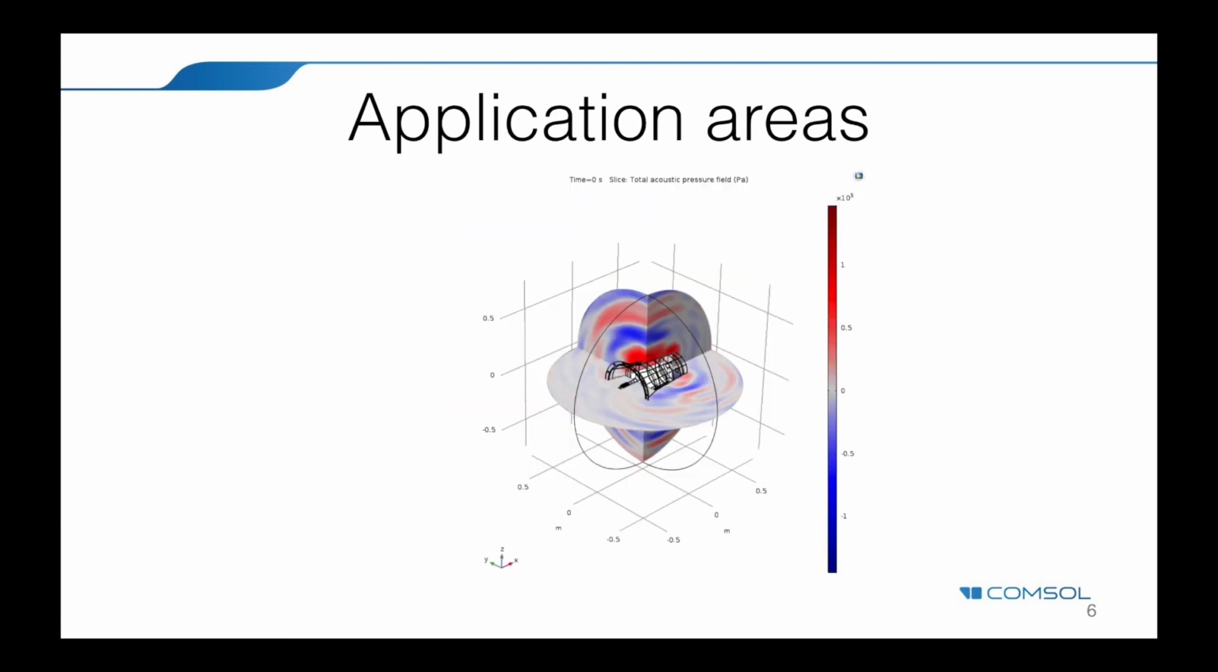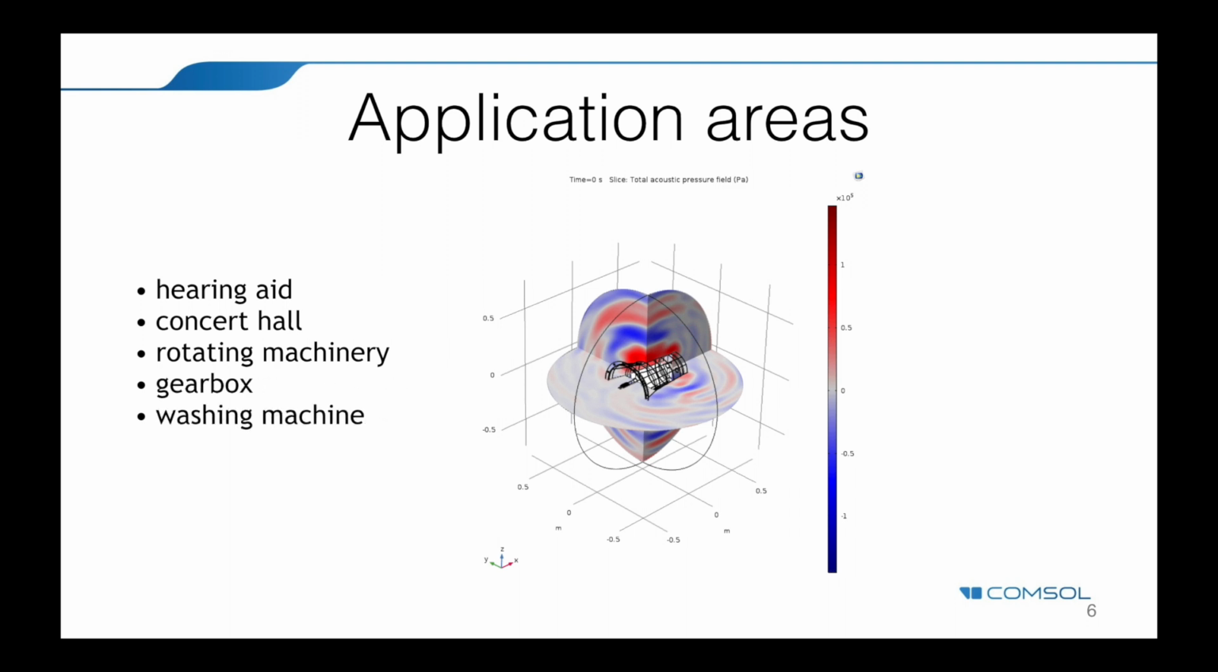Application areas where this feature in COMSOL Multiphysics can be used include designing and optimizing hearing aids, designing concert halls, any rotating machinery, gearboxes that can generate lots of noise through various effects, washing machines and household appliances, and muffler design. You can also include porous domains to stiffen or dampen the vibrations of such devices, and also for loudspeaker design. That's another field where these physics nodes and couplings can be used in COMSOL Multiphysics.